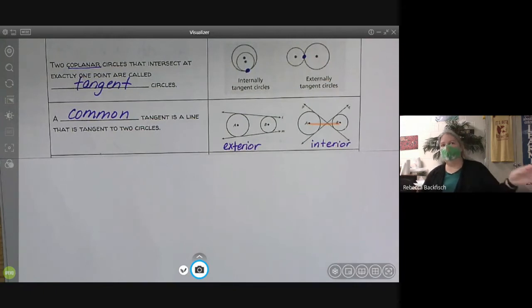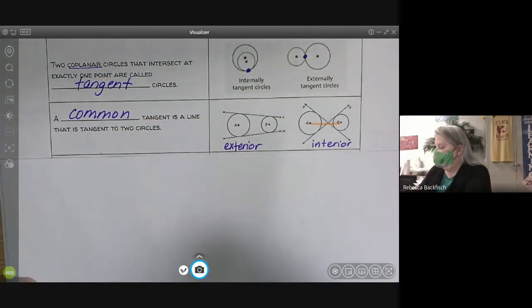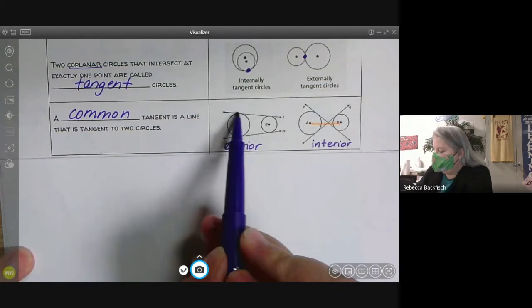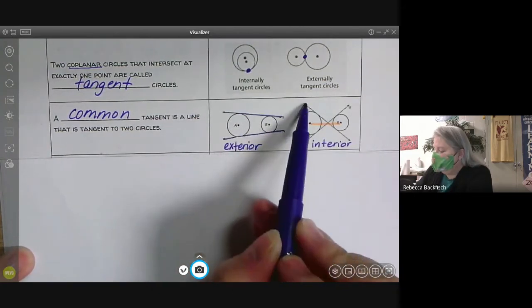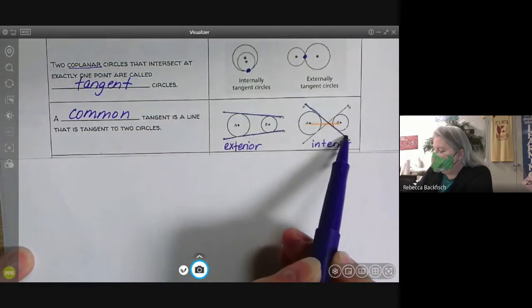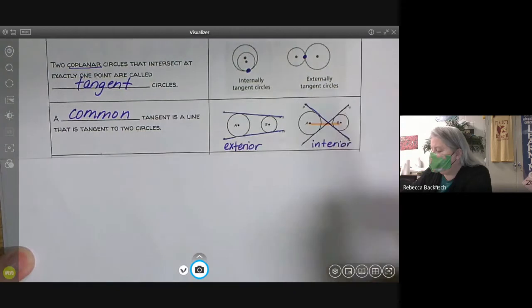Okay, so when I have two circles like this, there are 4 different common tangents I could draw. So there's one here, there's one here, there's one here. A common tangent is one that's tangent to both of them. And there's one here. So it means it touches both of them in one point.